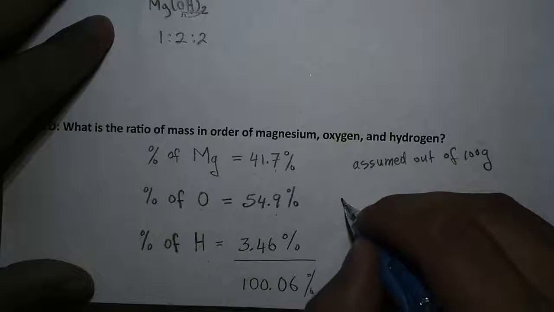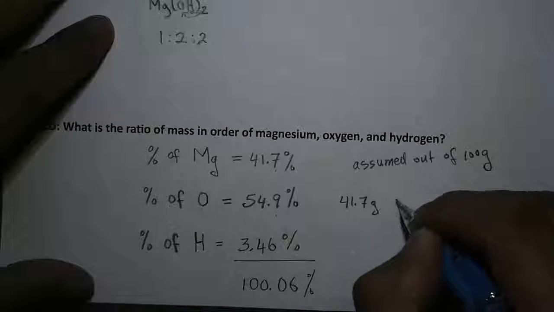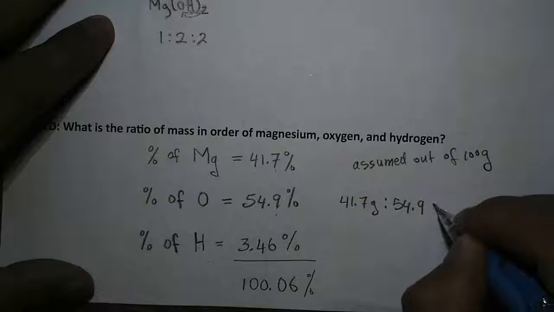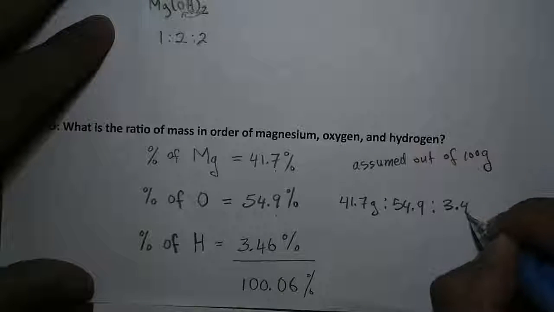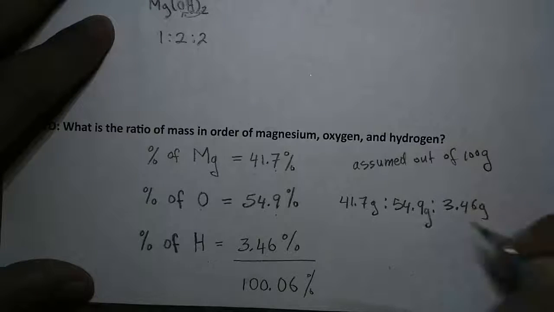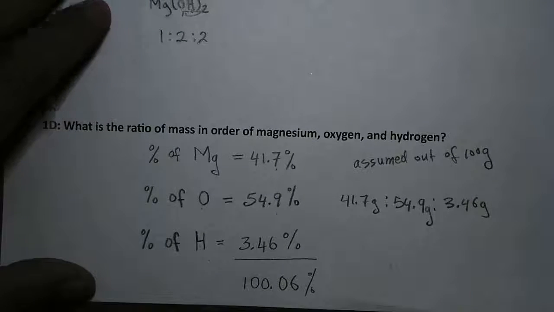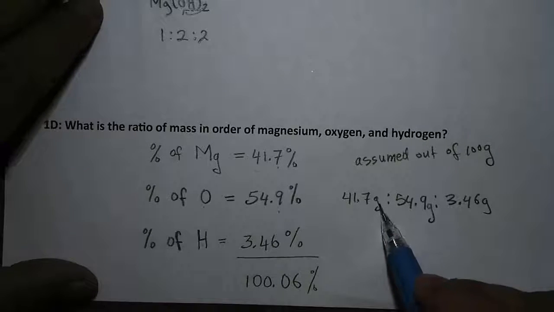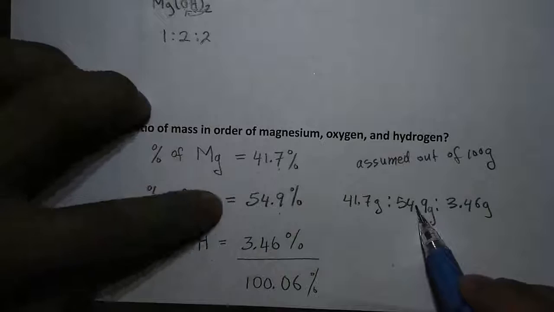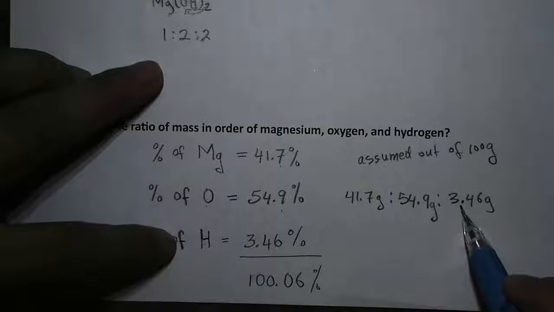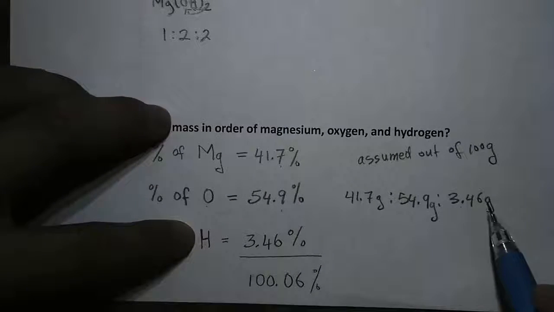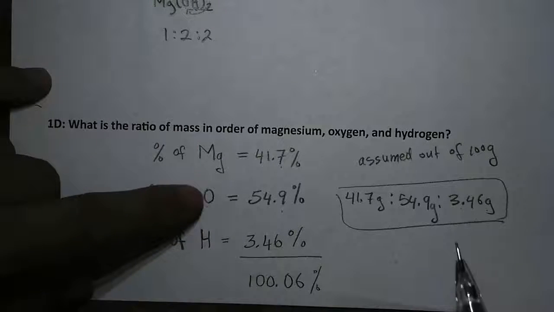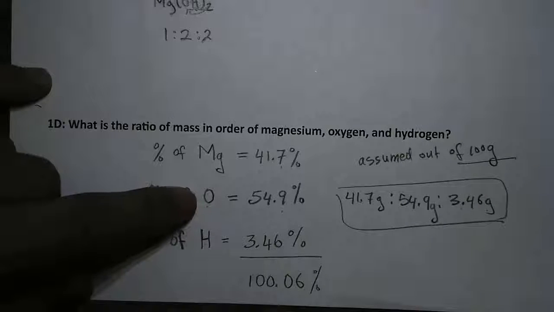So we would have 41.7 grams : 54.9 grams : 3.46 grams. And that's all we have to do if we were to express this in terms of mass. This is 41.7 grams of magnesium, this is 54.9 grams of oxygen, and this is 3.46 grams of hydrogen. And that is the ratio in terms of grams, with the assumption that it is out of 100 grams.